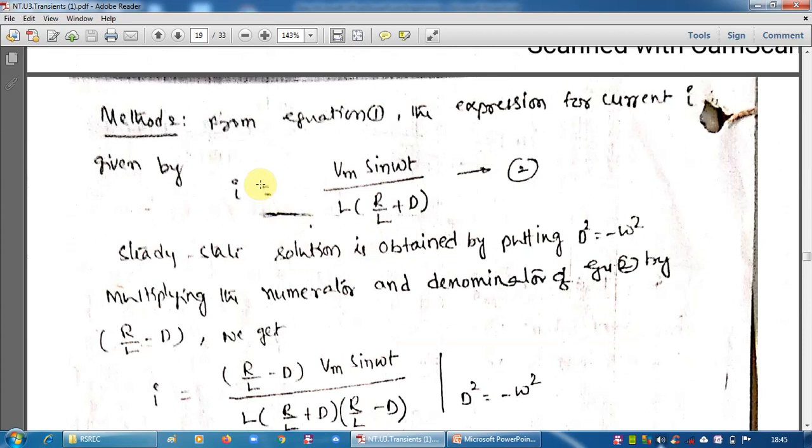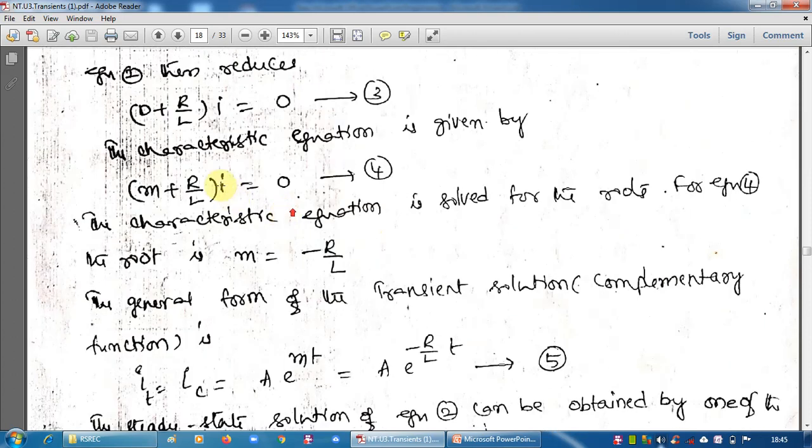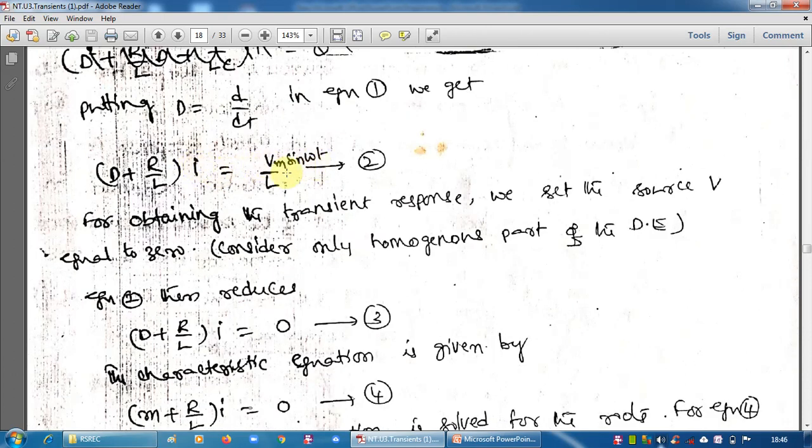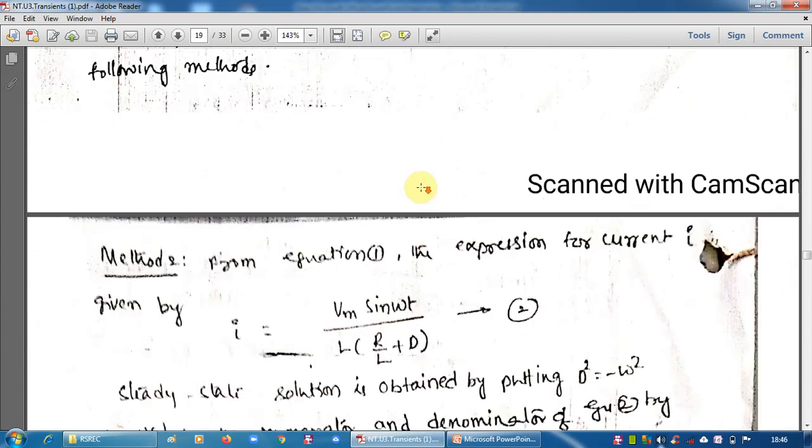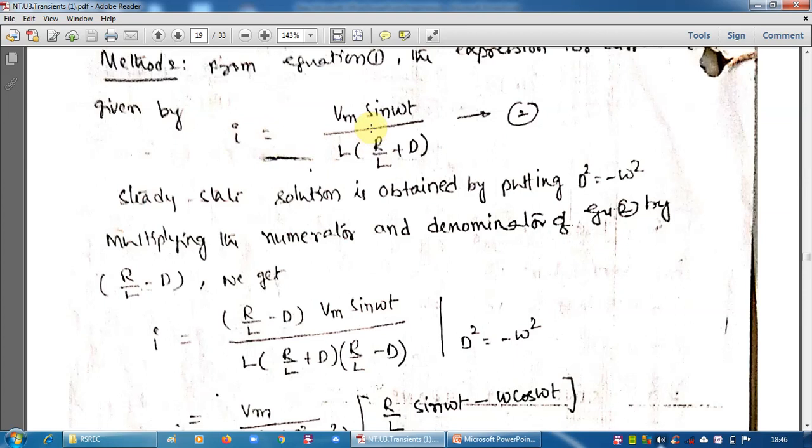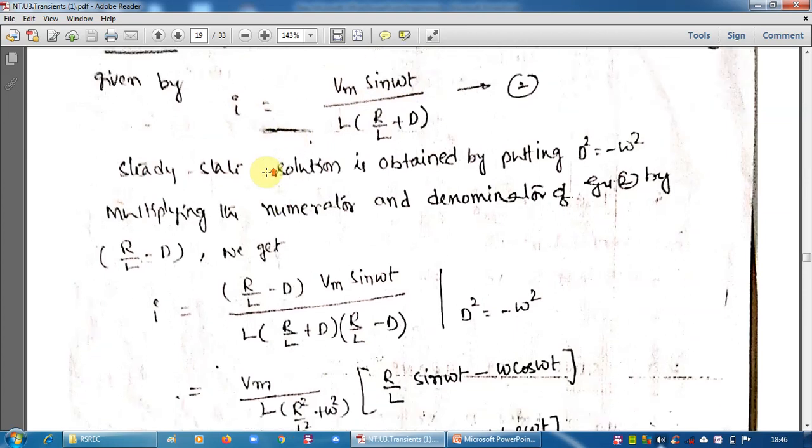Now the steady state response is slightly different. There in DC circuits, for determination of the steady state response, we have written I from this equation. I equal to Vm sin omega t by L, and this D plus R by L will go to the denominator. So I equal to Vm sin omega t by L into D plus R by L. Previously for the DC circuit there was no Vm sin omega t, but only V, constant only. Now this is the steady state for I from that differential equation.